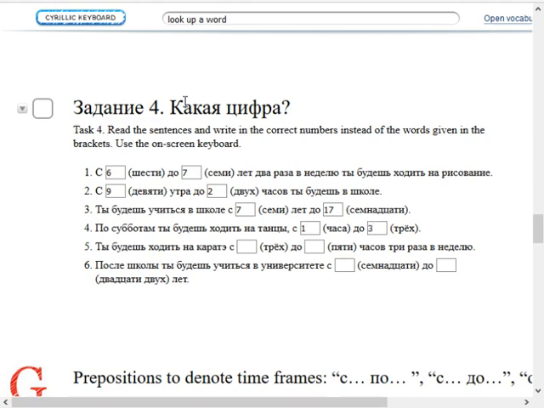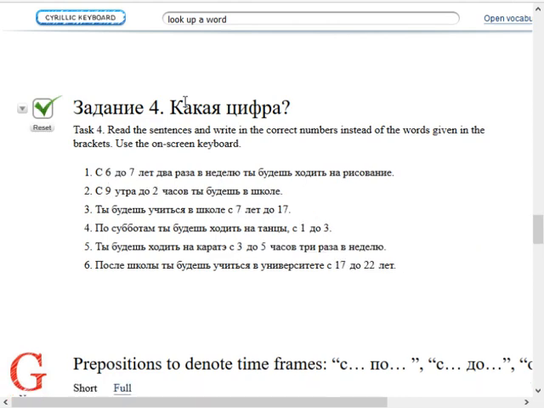Ты будешь ходить на карате, so you will go to karate с 3 до 5 часов 3 раза в неделю. You'll go to karate from 3 till 5 o'clock 3 times a week. And finally, после школы ты будешь учиться в университете. So after school, you will study in university from 17 until 22. 22.